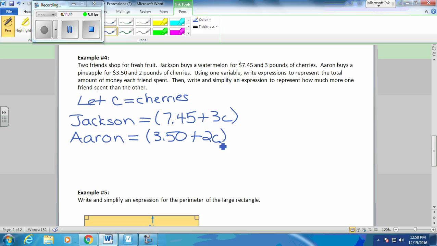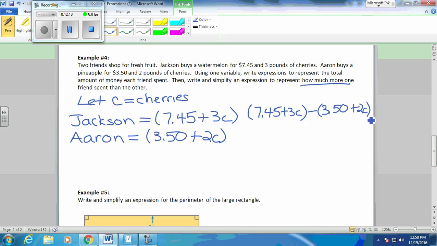Next, they want us to write and simplify an expression to represent how much more one friend spent than the other. So how much more sounds like subtraction to me. So we're going to say, take these 2 expressions. How do I know which one is the larger one? Well, if I look at Jackson, he bought a higher dollar amount, plus he bought more pounds. So I'm going to use that one first because subtraction order does matter. So I'm going to take the $7.45 plus 3C, subtract the $3.50 plus 2C.